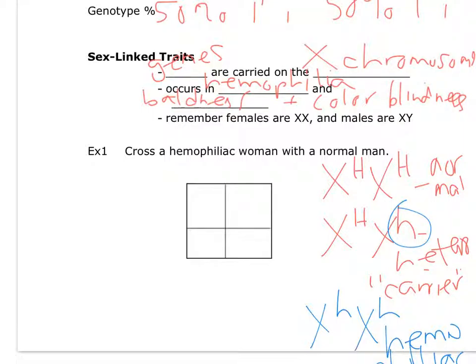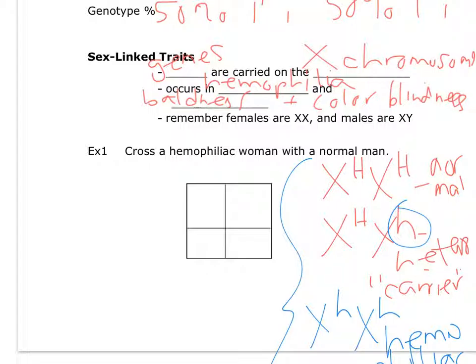Okay. Boys are either X big H Y. Remember, there are no H's on your Y's, and that means they're normal. Or they're X little h Y, which means they have it. Okay? So that is the list that you need to memorize to be able to do these problems. All right, so let's try.